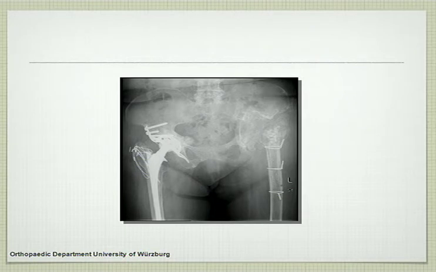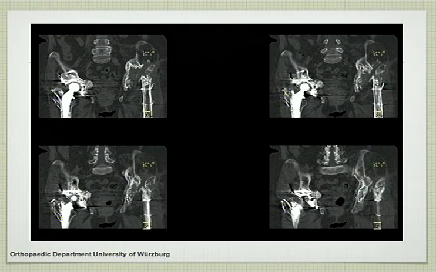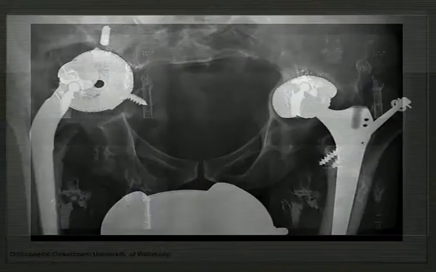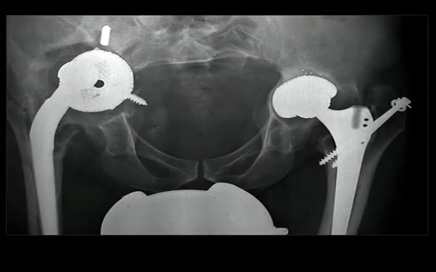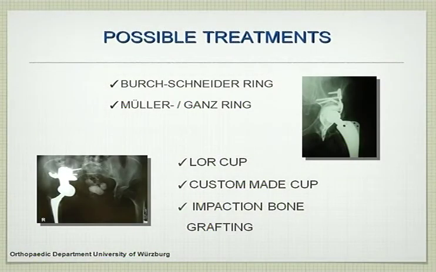Now, if you look at this radiograph, it's sort of difficult to say what kind of defect we really have. So in these cases, we sometimes use a CT scan, and there you can see that you still have a dorsal column, so it's a straightforward procedure. In this case, it's more difficult. You cannot say, is it pelvic discontinuity or not? So you have to be prepared. And there are certain possible treatments here. Usually, we would use reinforcement rings like the Schneider-Burch ring or the Müller or Ganz rings, or we can use a jumbo cup, custom-made implants, or, as we've heard already, impaction bone grafting.